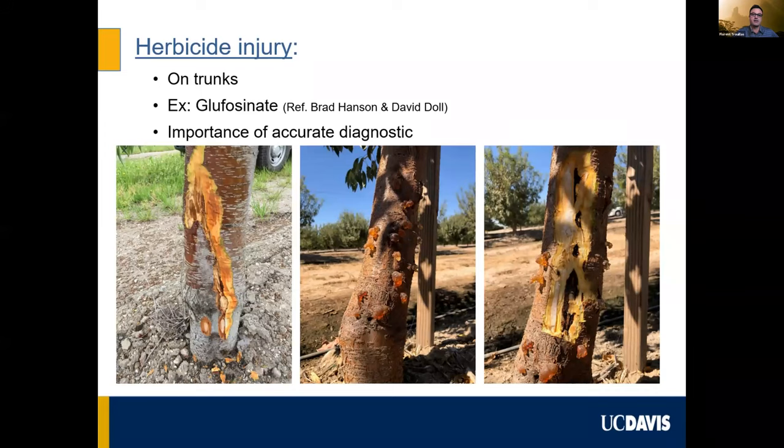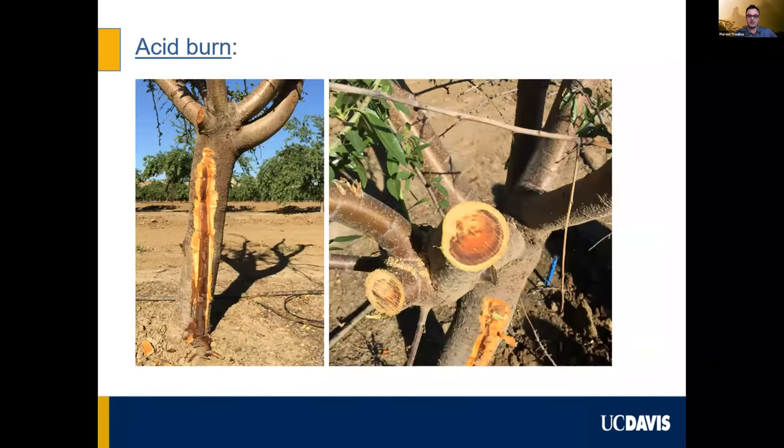Here is a case of glufosinate damage on the trunk. This was originally reported by David Doll and Brad Hanson. It is something we see quite commonly when trees are sprayed after removal of the suckers and the trees haven't had time to strengthen their bark. The symptoms look like gumballs on the trunks and can easily be confused with something like band canker. However, if you test this dead area with a hammer or something, you'll notice that the wood is really hard, and that's a field tip to help diagnose these issues.